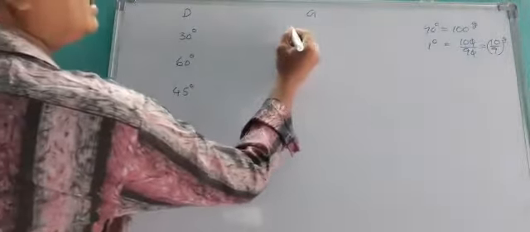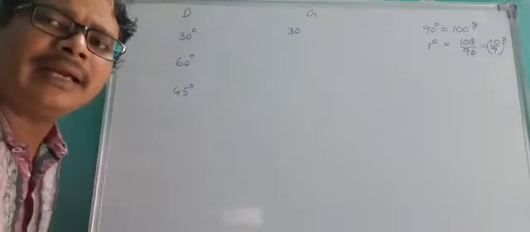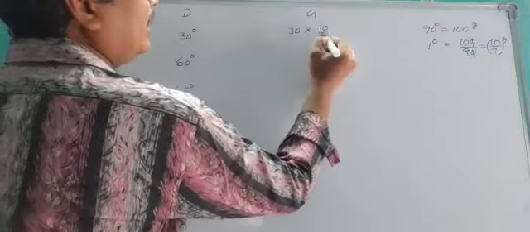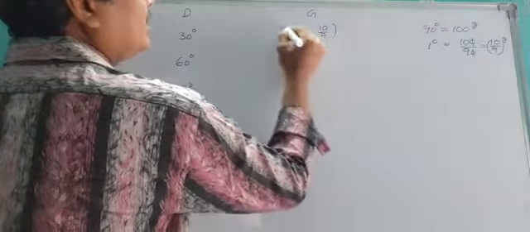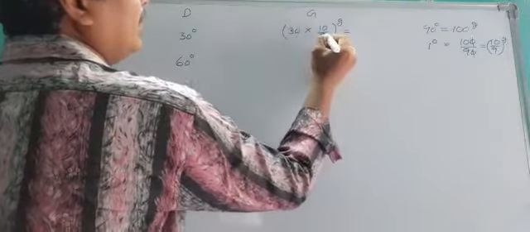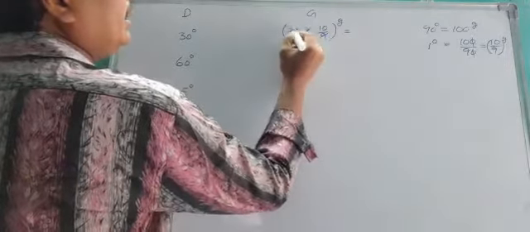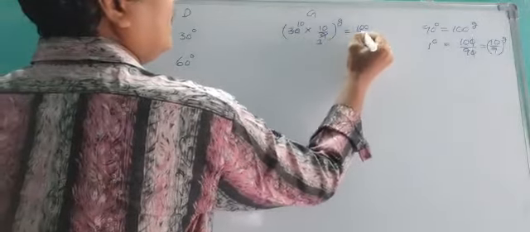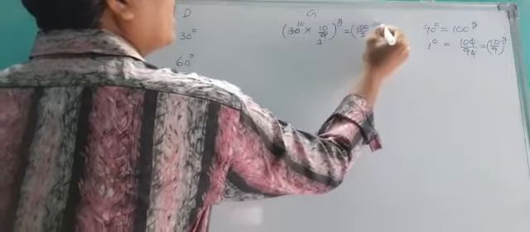So 30 degrees, 1 degree equal to 10 by 9 grades. 30 degrees equal to 30 into 10 by 9 grades. So 3 10s are 30, 3 3s are 9, so that means 100 by 3 grades.